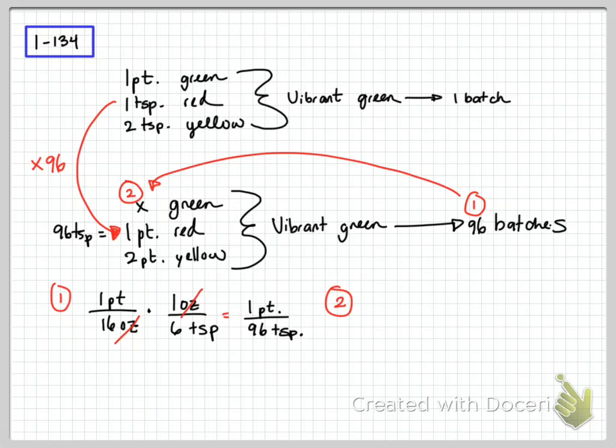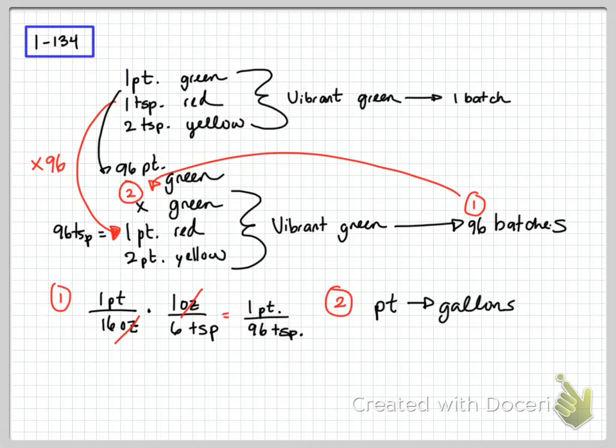Well, we know if this is 96 times our original recipe, then that 1 pint would be multiplied by 96, and we would have 96 pints of green. However, the answer doesn't ask for us in terms of pints. It asks us to go from pints to gallons.